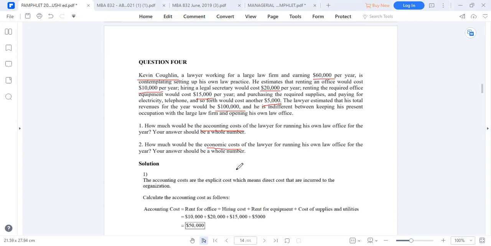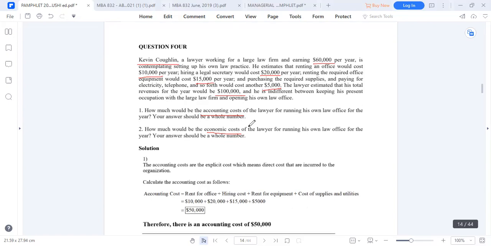So what are accounting costs? Accounting costs are simply explicit costs, which are direct costs that are incurred in organizing something. So we need to differentiate between accounting costs and economic costs. What's the difference in your own language between the two? What are accounting costs and what are economic costs? There's a word I'm looking for.